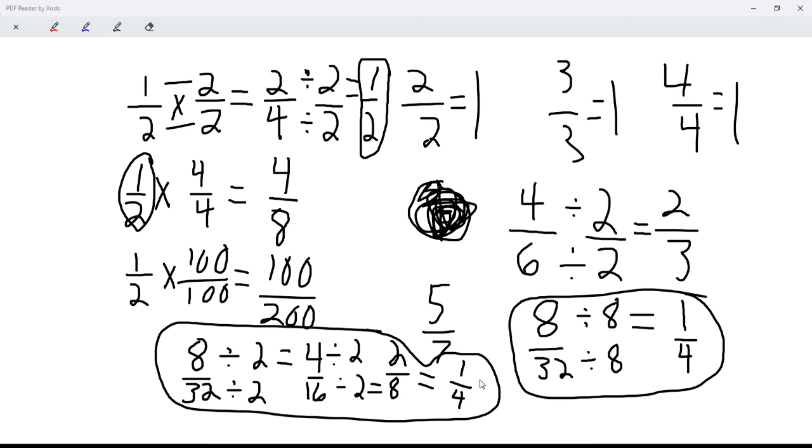So that is basically an overview of simplifying and equivalent fractions. But really what it comes down to is you need to know your multiplication and division facts. Because if you don't know 8 and 32, 8 times 4 equals 32, this is really going to be hard. You really need to know these facts. So if you don't know them, memorize them, because otherwise fractions are going to be super hard.